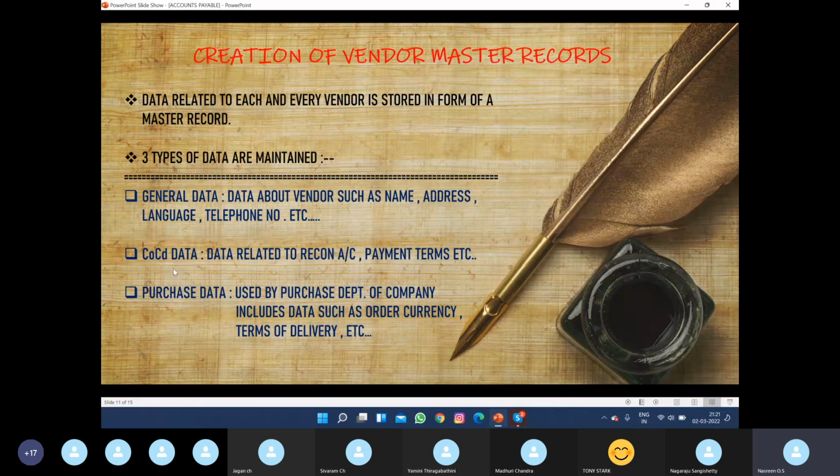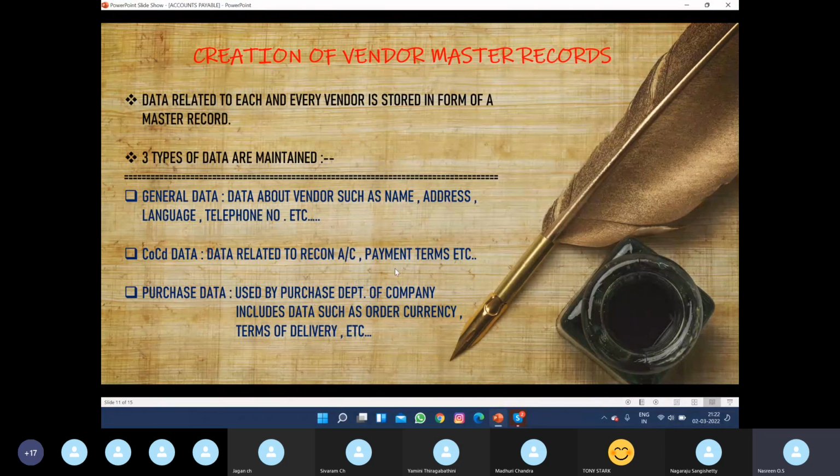But when it comes to company code data, it might differ from one company to another company, even though the vendor is the same, that is Mr. X. So we can have this company code data according to the requirements of those company codes. These company codes actually have the data which is related to the reconciliation accounts, payment terms, etc.